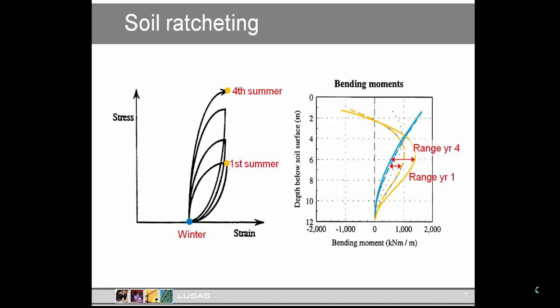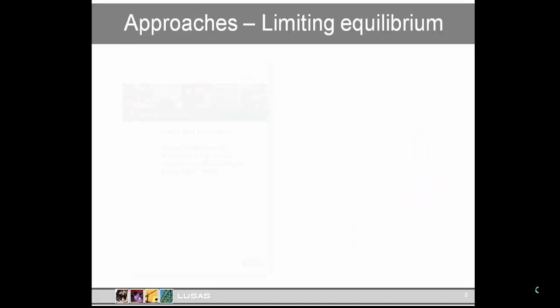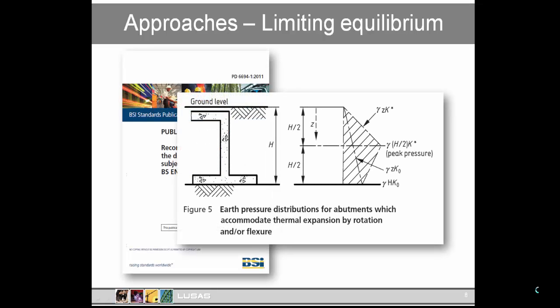However, there has been quite a bit of research, and this has recently been brought together to define some recommendations published by the British Standards in PD 6694 Part 1. This pressure distribution from that document reflects how the densification of the backfill gives quite a significant increase in earth pressure over the top half of the wall, where the movements are greatest, and has a relatively lesser effect lower down the wall.